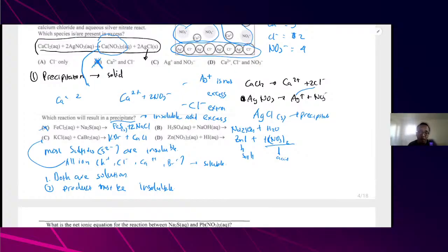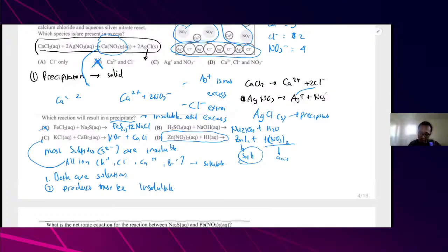So just remember this concept: most sulfates are insoluble. But the thing that sometimes gets us confused is ZnI, whether it is insoluble or not. This one is a salt, and remember, salts can be kind of soluble in water. So let's take a look at the others. Again, this is ZnI2.